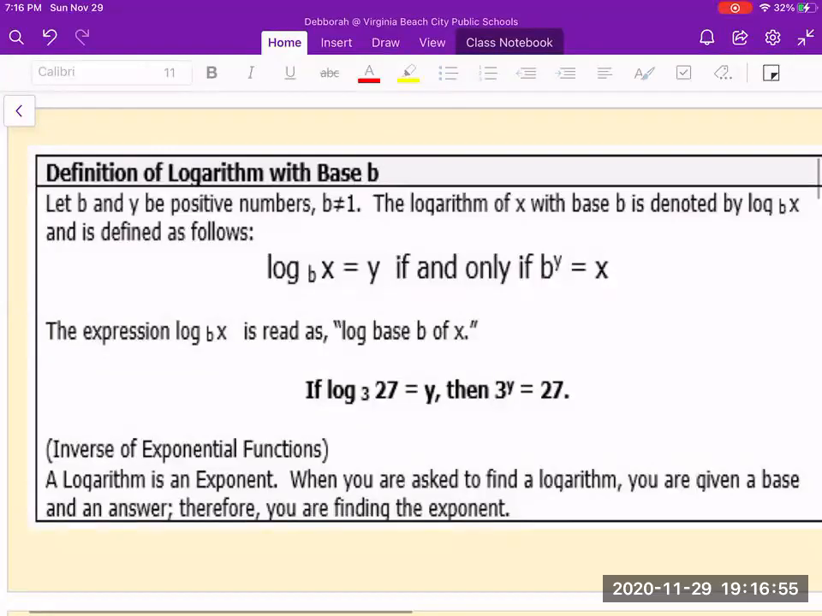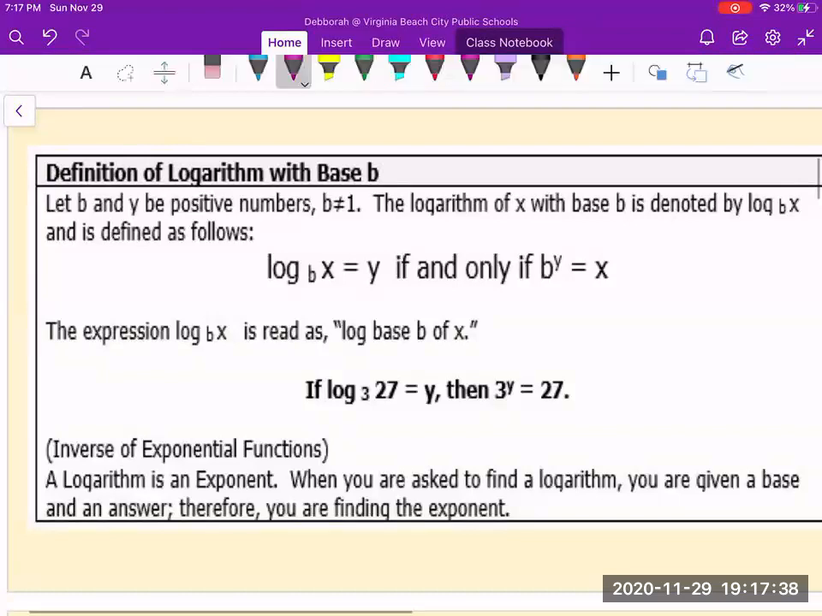Let's start by looking at the definition of what a logarithm is if we're looking at a logarithm with a base b. So let b and y be positive numbers where b is not 1. The logarithm of x with base b is denoted by log base b of x and is defined as follows. Log base b of x equals y if and only if b to the y equals x. The expression you see is read as log base b of x. So here's an example. If log base 3 of 27 equals y, then 3 to the y equals 27.